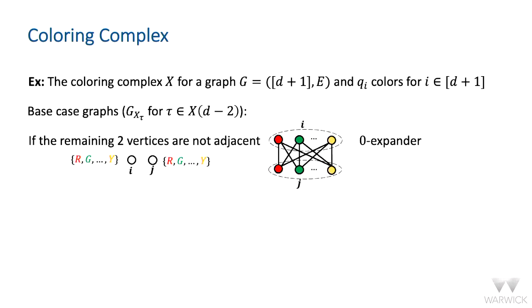Either vertices i and j, which are uncolored, are not adjacent in the graph, then they don't really care about each other. Any color that I choose for i can also choose for j. There is no constraint on them. So you get a complete bipartite graph, which is a zero expander.